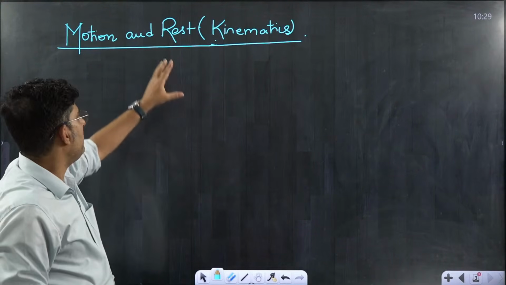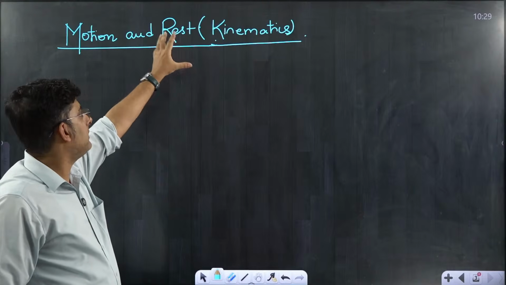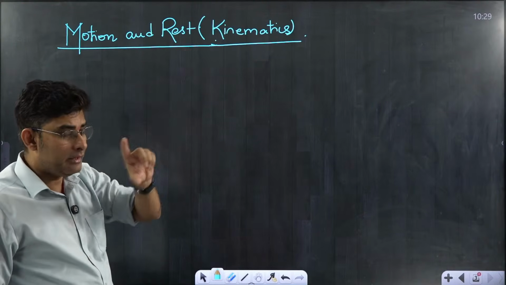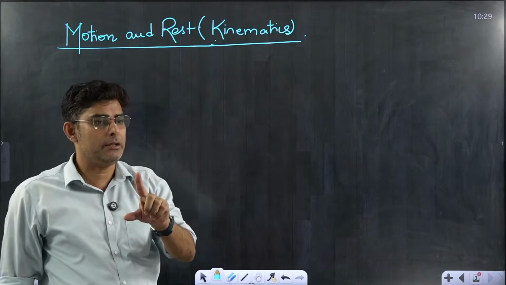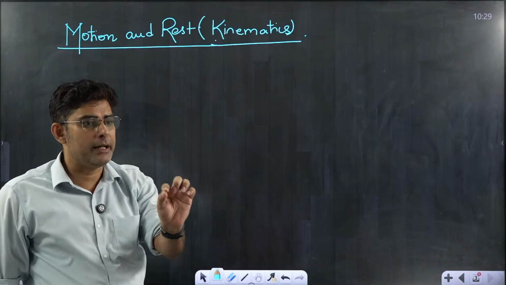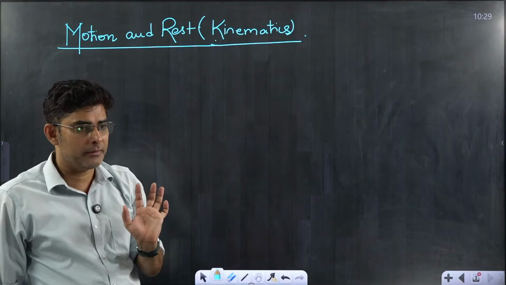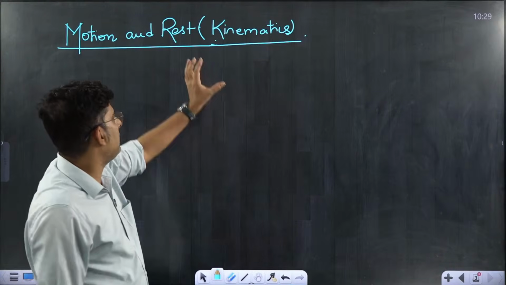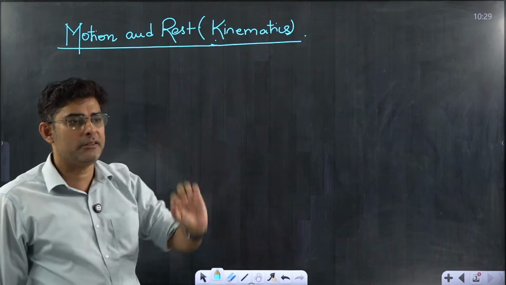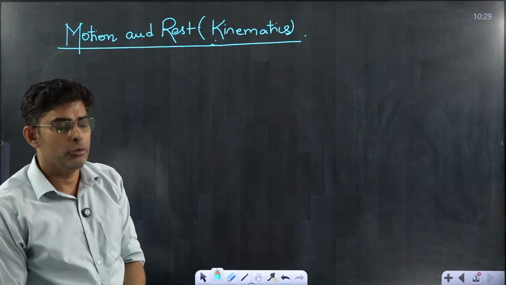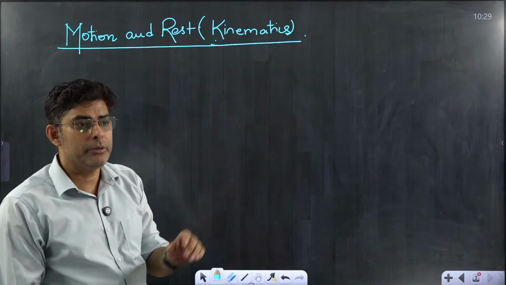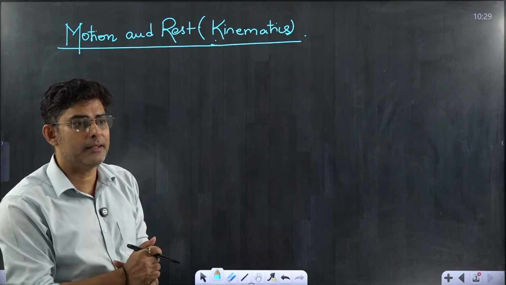Now, when we say that a particle is at rest, it means its position is not changing. Is it a completely correct statement or not? Please tell me fast. If I am saying a particle is at rest, it means its position is not changing. So this statement is not completely correct. Yes, I got a few answers from here.